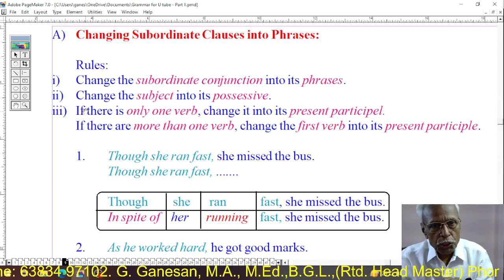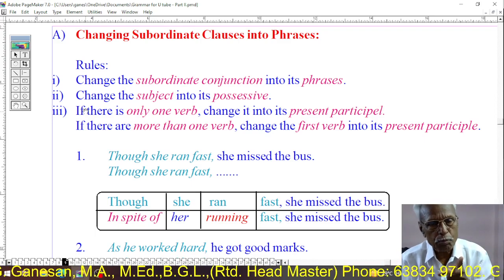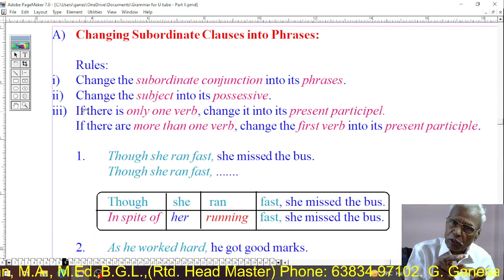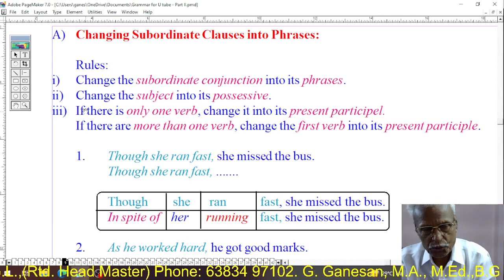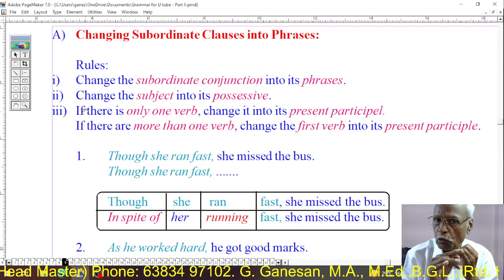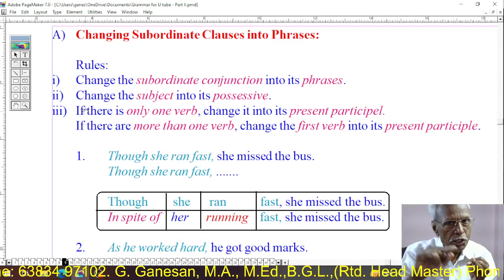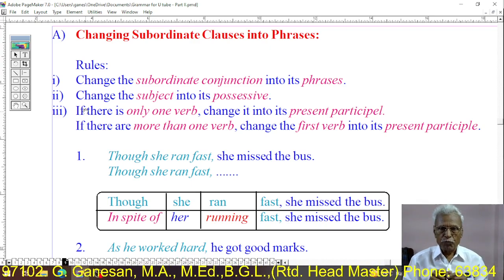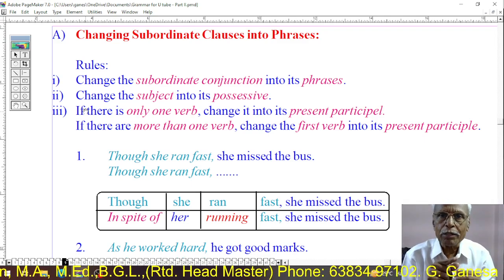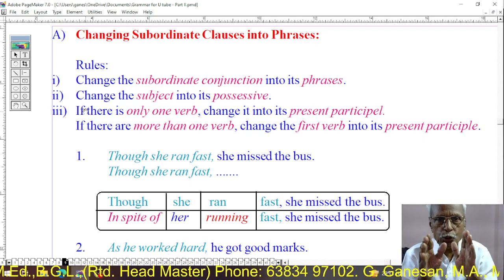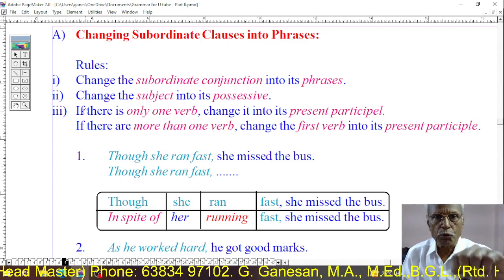The third rule: if there is only one verb, whether present tense or past tense, it should be changed into its present participle. If there are two or three verbs, the first verb should be changed into its present participle. But the auxiliary verbs will, would, shall, should, may, might, can, could, must should be totally removed. If any one of the auxiliary verbs appears, they should be totally removed.